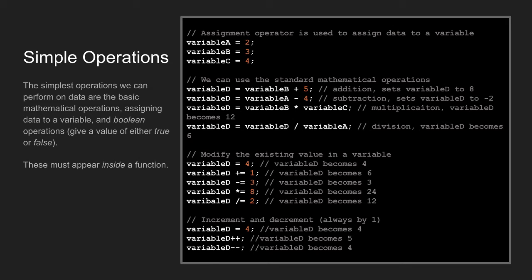So the first thing you generally need to be able to do with variables is store data in them, and that's done with a single equals sign, with the variable you want to store data in on the left, and the data you want to store on the right. And that data may be like a literal number, it may be another variable that we're getting.